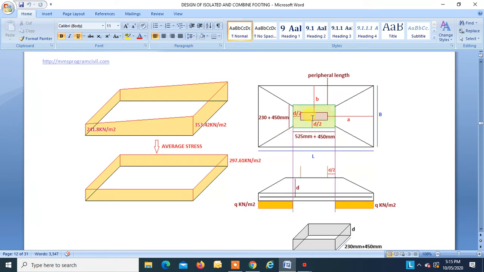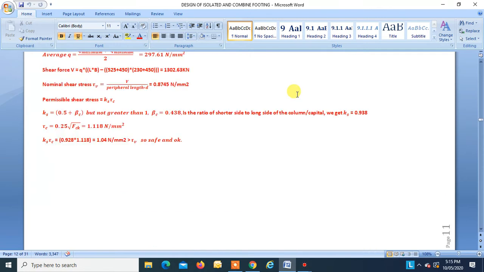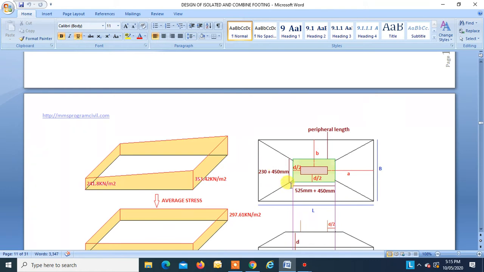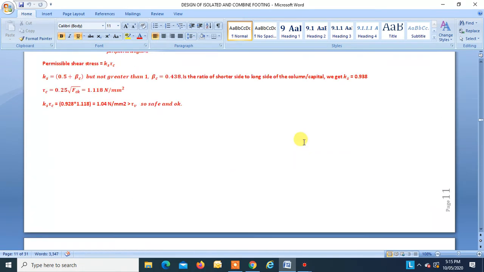So 525 plus 450 is the length of this. Now this is 230, and with d by 2 on each side, this is 230 plus 450. That is this line, right? So peripheral length will be 230 plus 450 into 2, that is this plus this, plus 525 plus 450 into 2, that is this plus this. We get 3310 mm. So the peripheral length is 3310 mm.